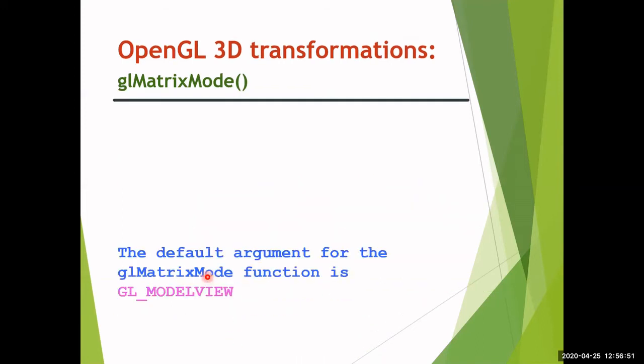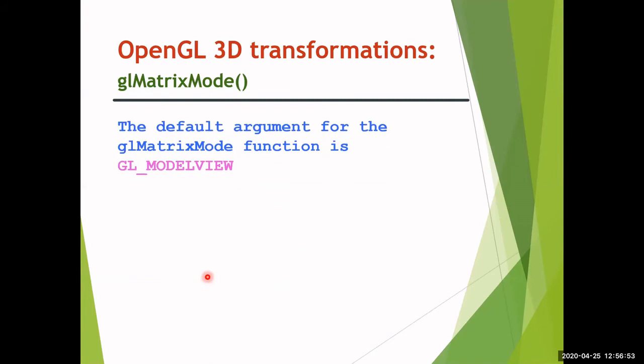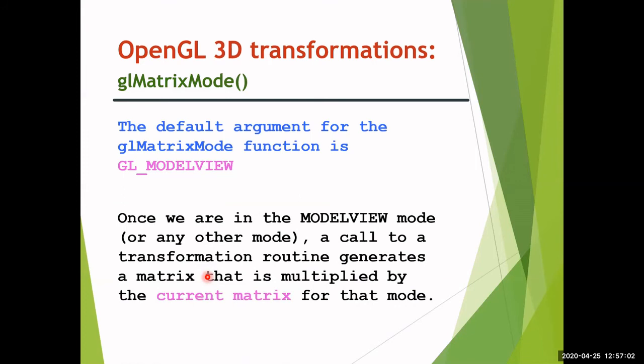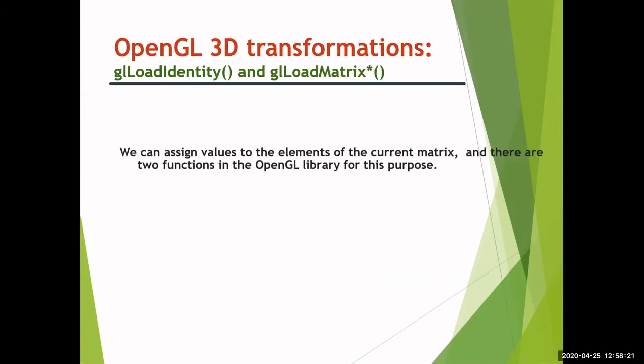Let's see all those with examples. By default, the glMatrixMode function will have GL_MODELVIEW. It's not GL_PROJECTION, it will have GL_MODELVIEW. Please remember that. Once we are in the model view mode, a call to a transformation routine generates a matrix that is multiplied by the current matrix for that mode. Any matrix is stored inside the stack. Then if you store a next matrix, that will be multiplied with the current matrix. We will see how that works.